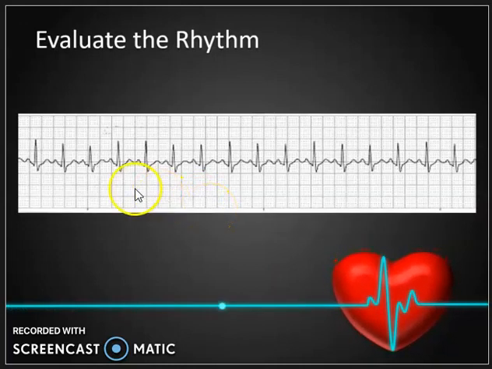All right, moving on to our next strip here. We've got our QRS. Our rhythm is regular. It does appear to be tachycardic, above 100 beats per minute. We've got our P waves, and they do come before every QRS. Our PR intervals do appear to be normal. QRS is normal. Our T waves are normal. No ectopic beats. This is a sinus tachycardia.